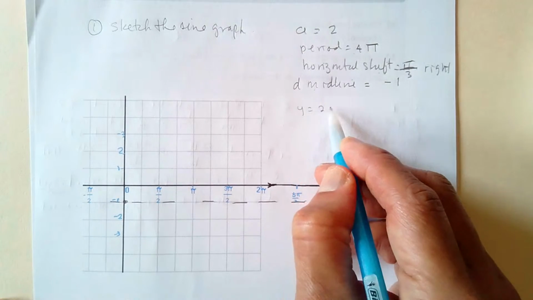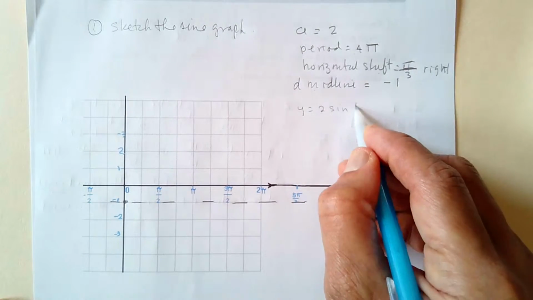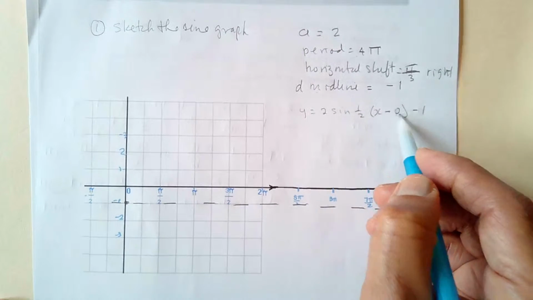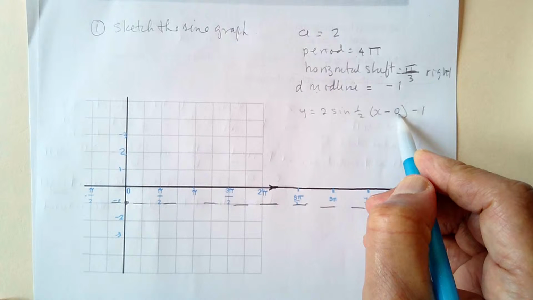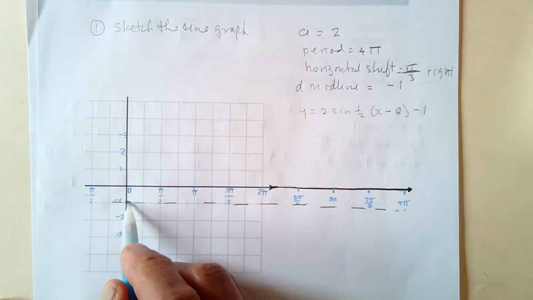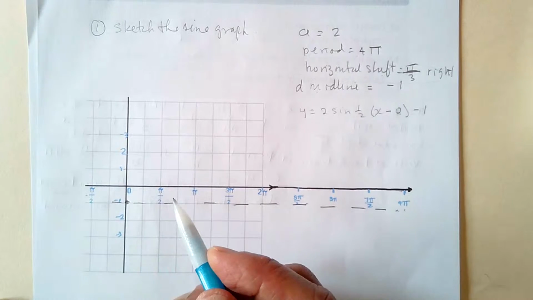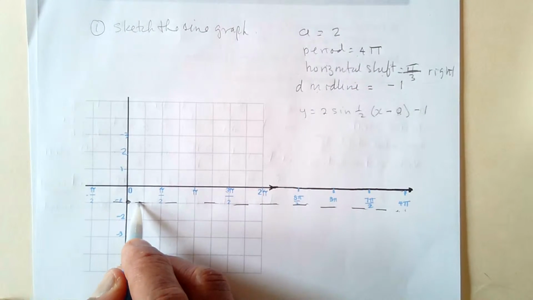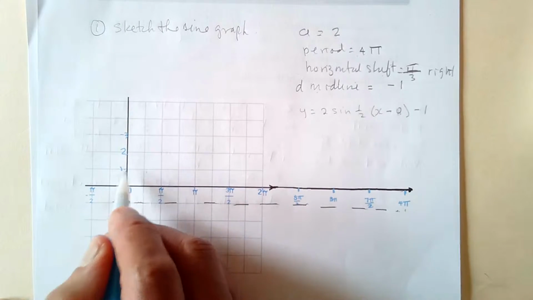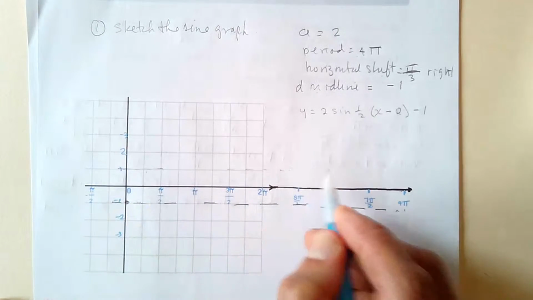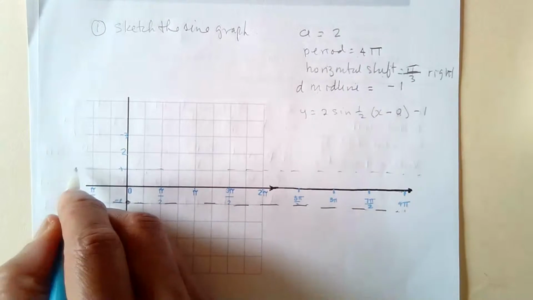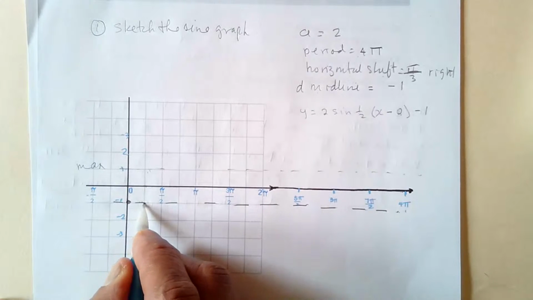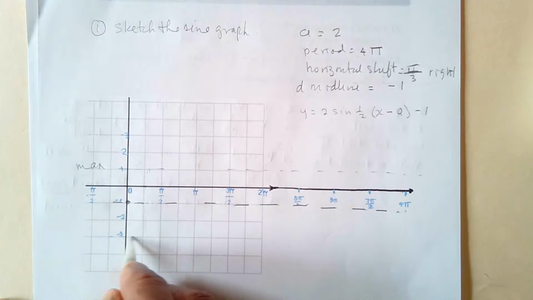Y is equal to 2 sine half x minus 0 minus 1. So we will include the phase shift, horizontal shift. We assume it's starting from the y-intercept here. Now the amplitude is 2. So I'll count up now. I'll start from my midline here, 1, 2. So this is my maximum line, my maximum point, because it wouldn't go higher. So we count 2 amplitude, and then 2 down. So this is my minimum line.